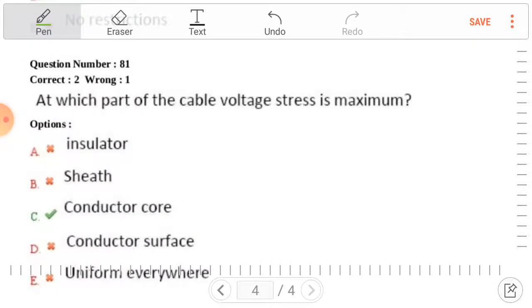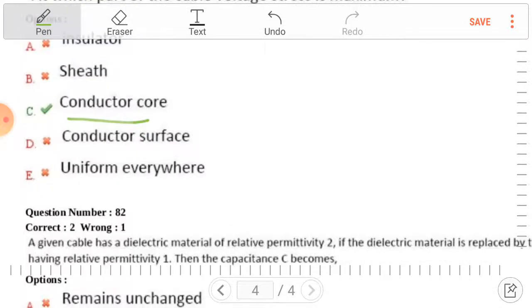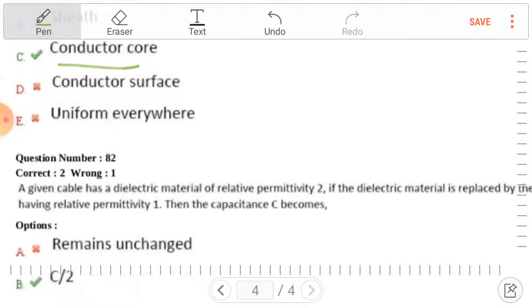At which part of the cable is voltage stress maximum? At the conductor core the stress is maximum and at the surface it is minimum.